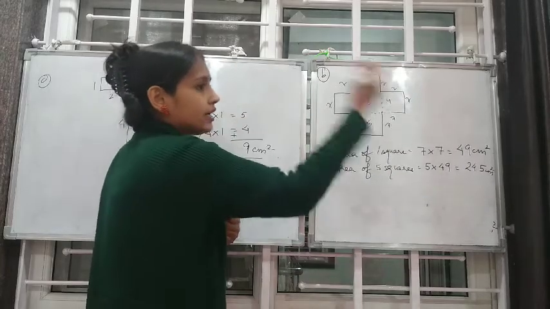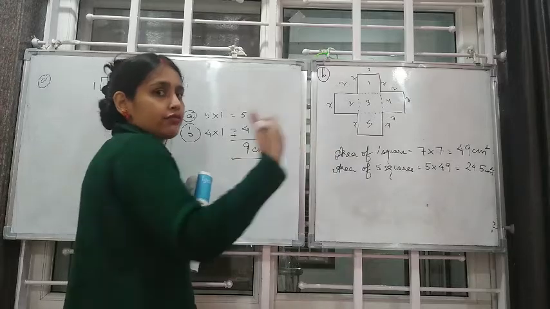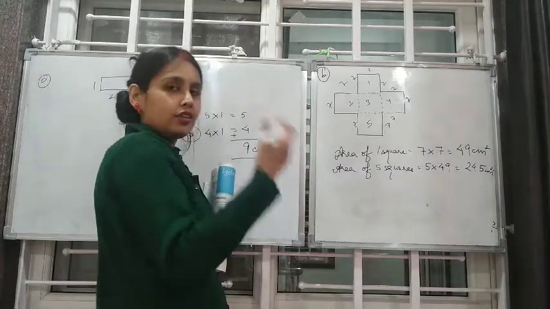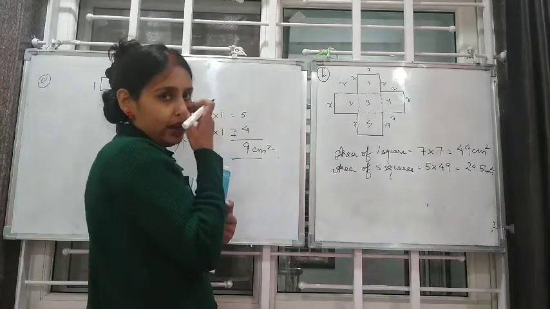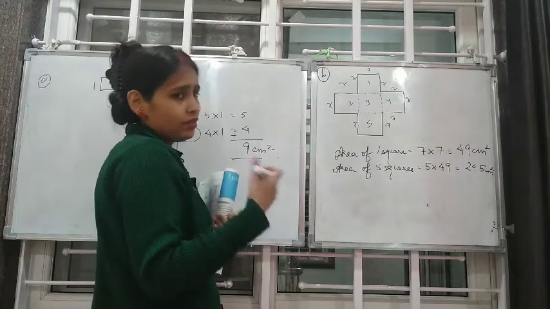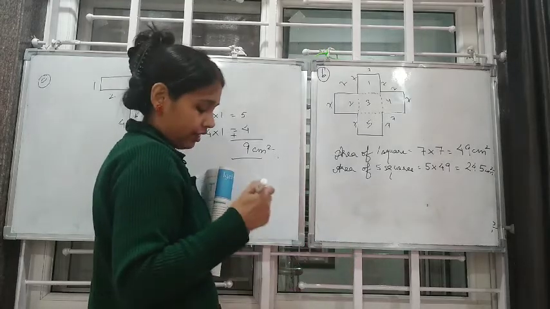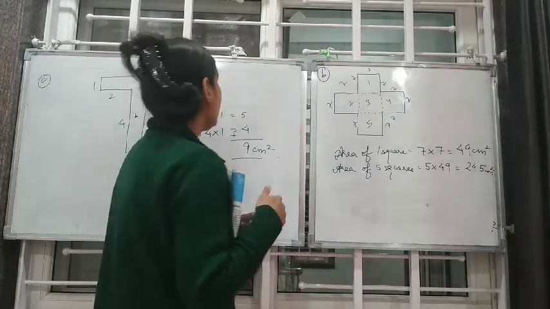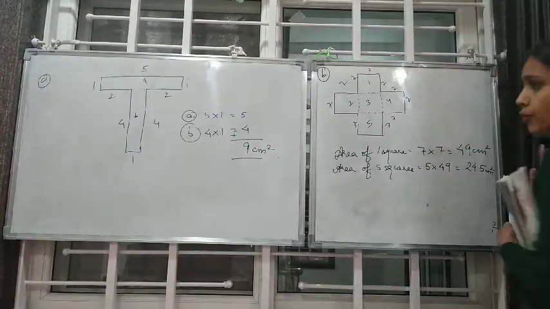7 sevens are 49, repeated 5 times. Okay? And then you are going to add. So it is one and the same thing. Either you find out for one square and multiply it by 5, or you find the areas separately for all the 5 squares and then add them. Okay? Depends on you. Both the methods are correct. You will get full marks for both the methods.